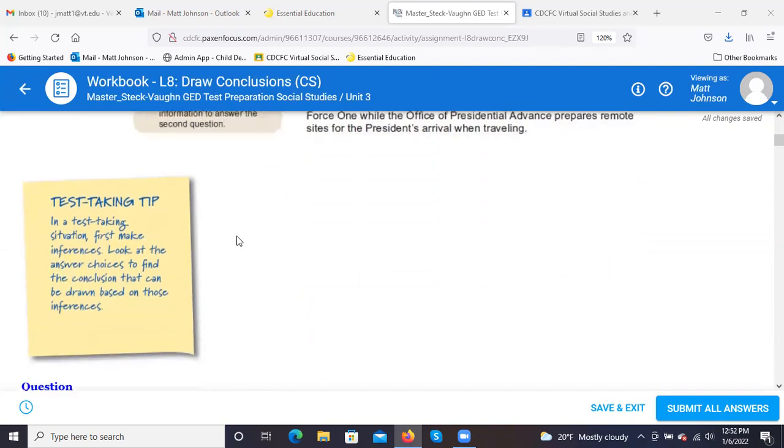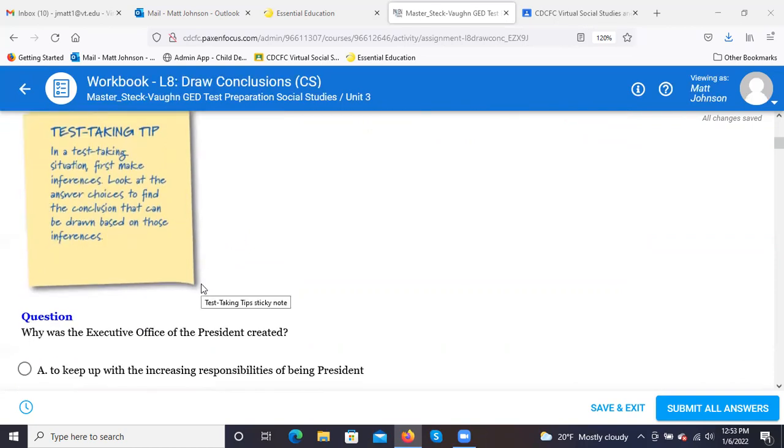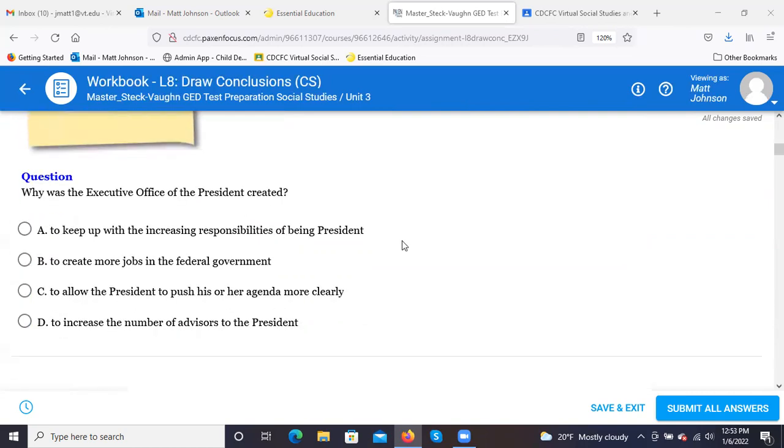So, test taking. In a test taking situation, first make inferences, then look at the answer choices to find the conclusion that can be drawn based on those inferences. So think about what you just read, take the question into account, and then find the answer. Edda, you want to read question 1 for us?